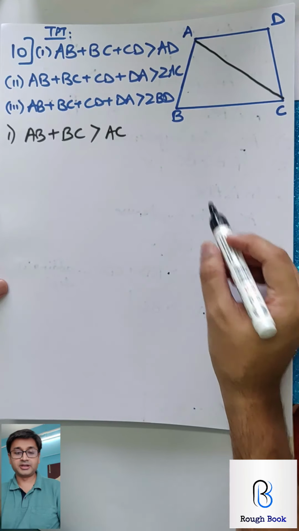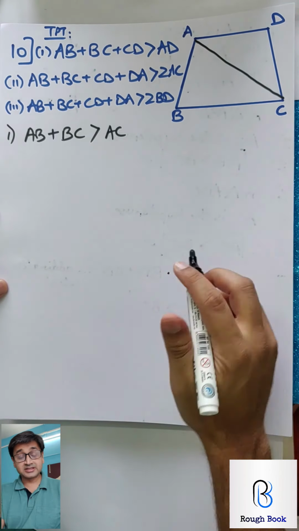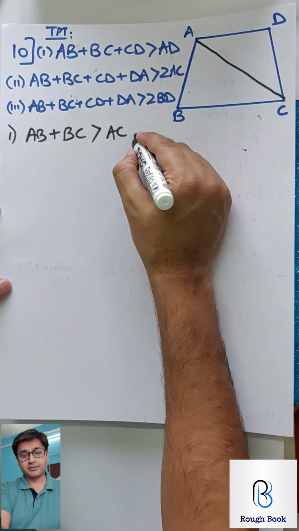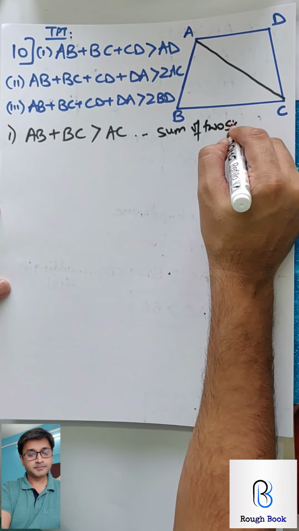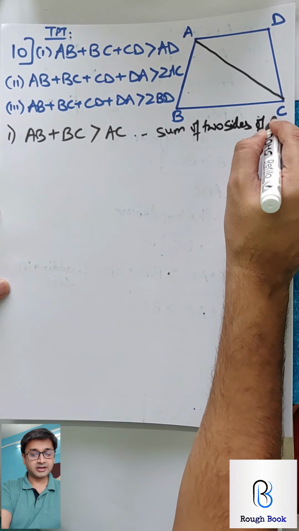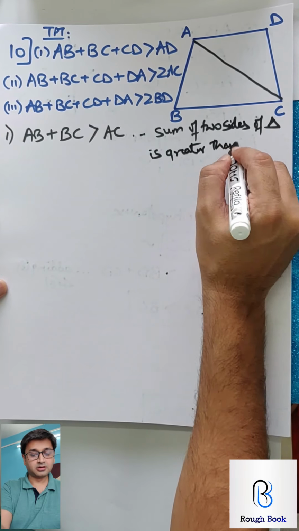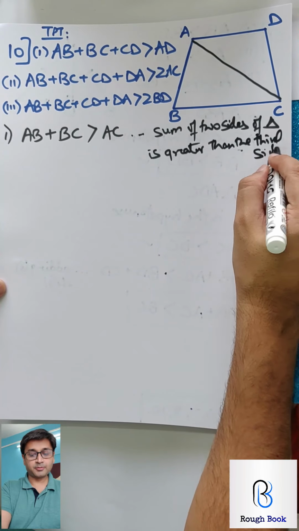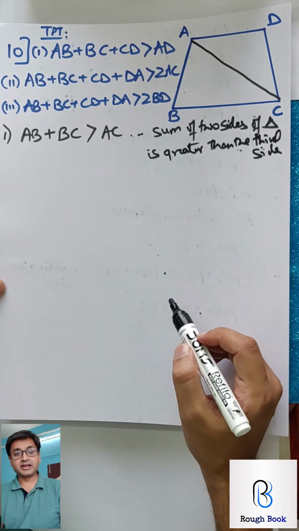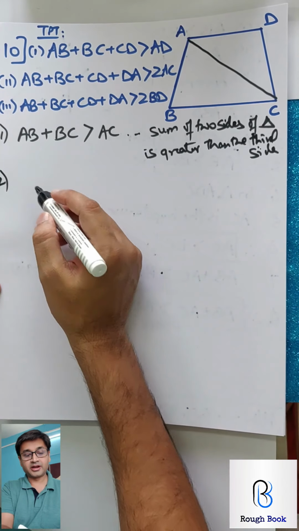This is a new property. AB plus BC greater than AC. It's a property used in standard 7 by us, if you remember. Sum of two sides of a triangle is greater than the third side. Do you remember this property? Two sides automatically become greater, otherwise a triangle cannot be constructed, right?